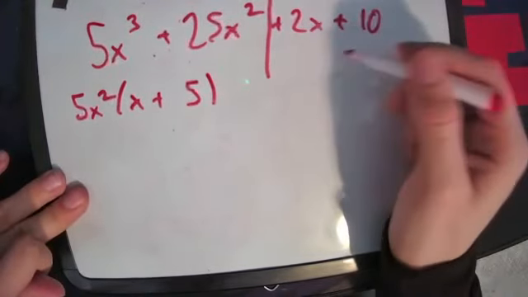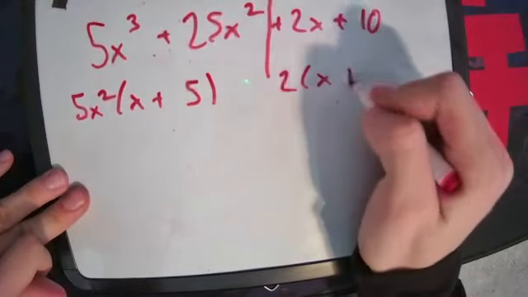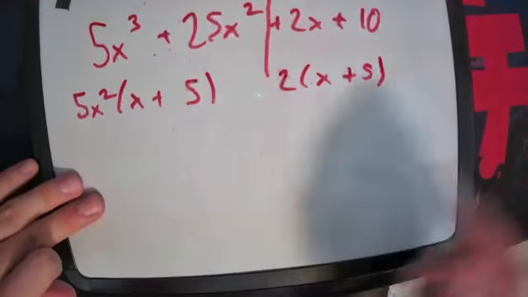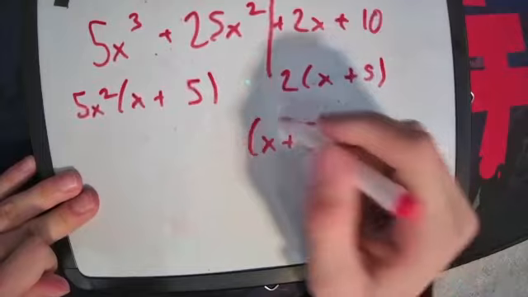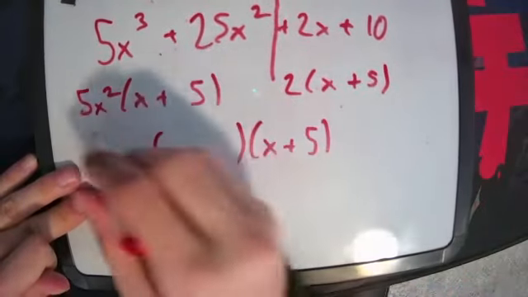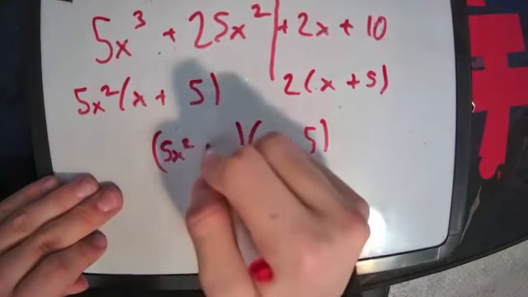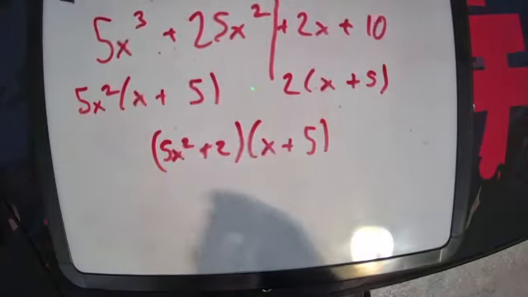And then here the greatest common factor is just 2, so we could factor 2 out. We are also left with x plus 5. Because these are the same over here, we could set that as one of the terms. And the remaining terms are 5x squared plus 2, so we could just do that, 5x squared plus 2. And that is our final factored form.